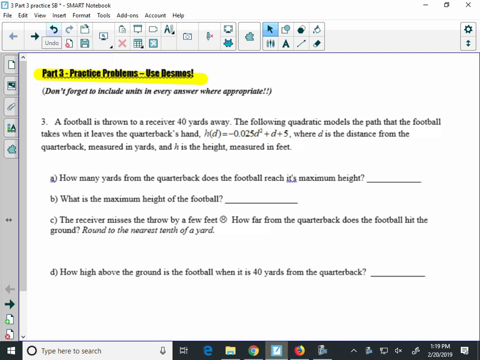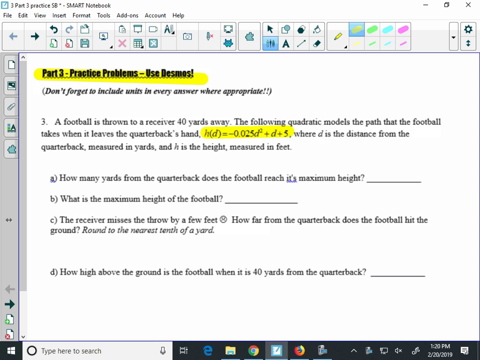So this video is for part 3 of the quadratic modeling unit for the blended Algebra 2 class, the homework, the practice. We're going to do number 3 and number 4 on the video here. So number 3 says a football is thrown to a receiver 40 yards away. The following quadratic function models the path of the football.